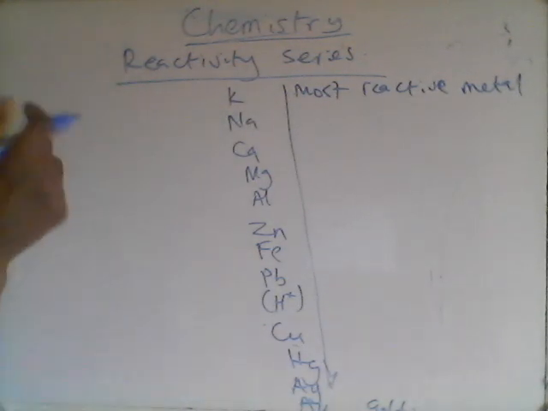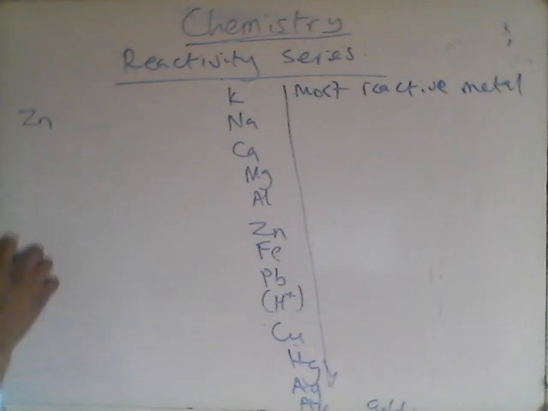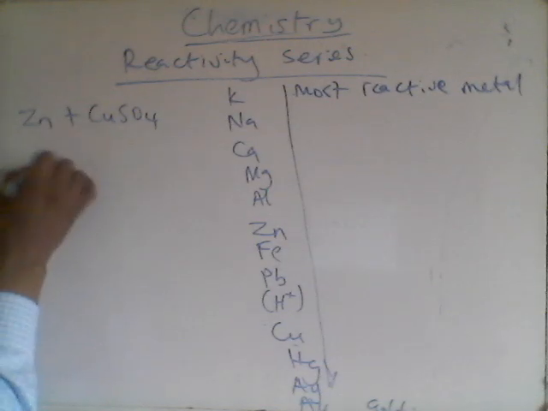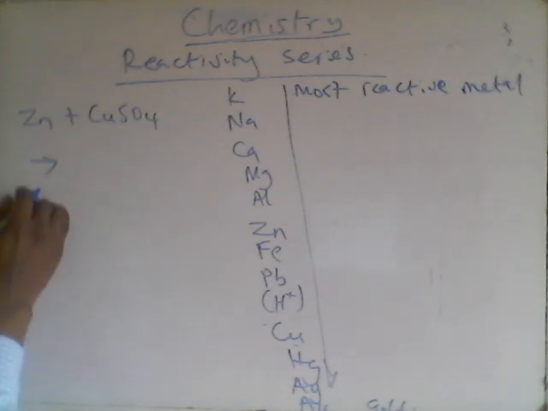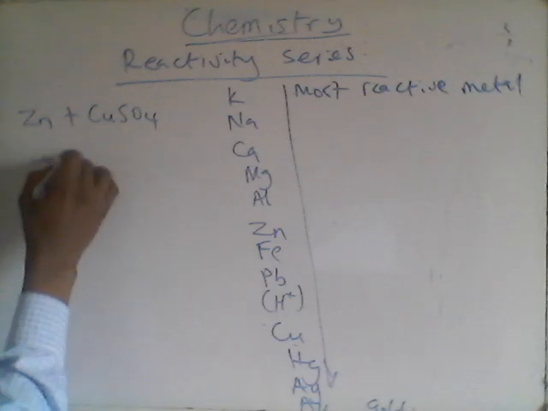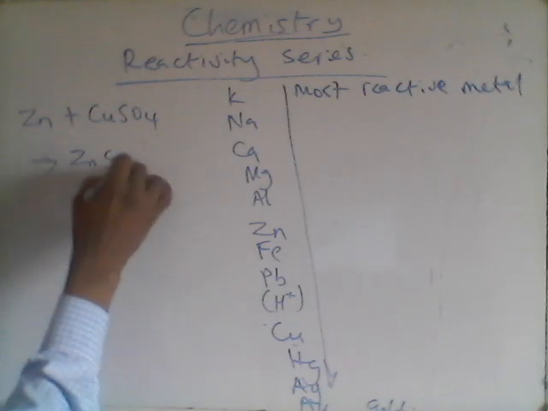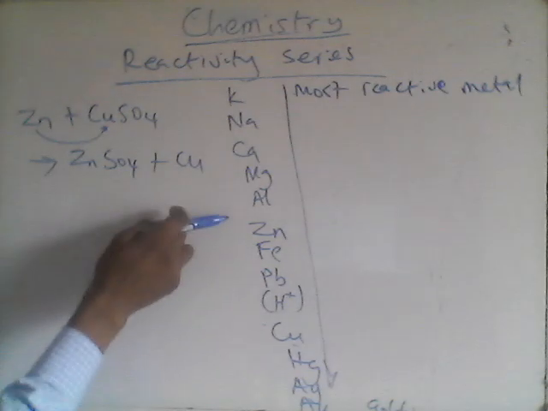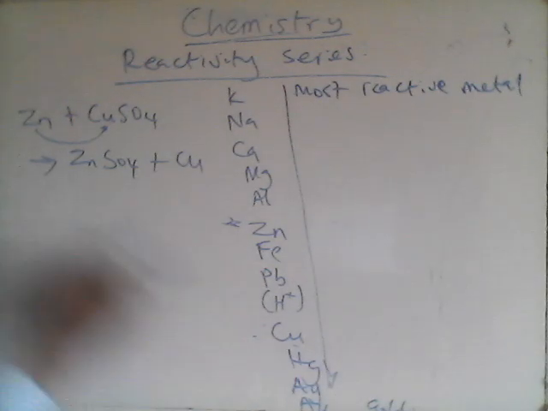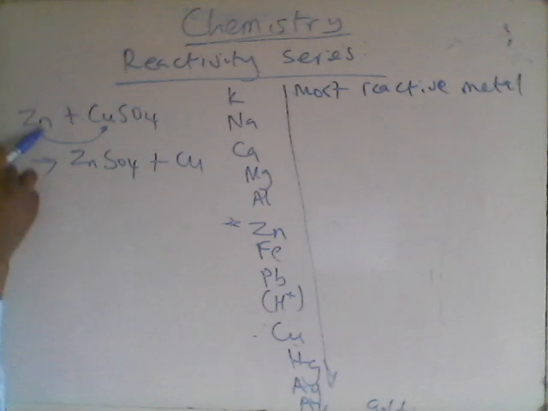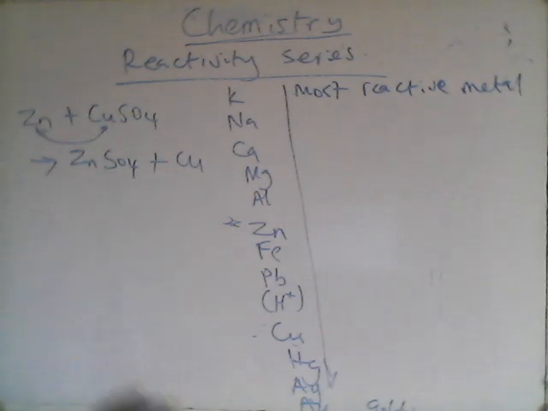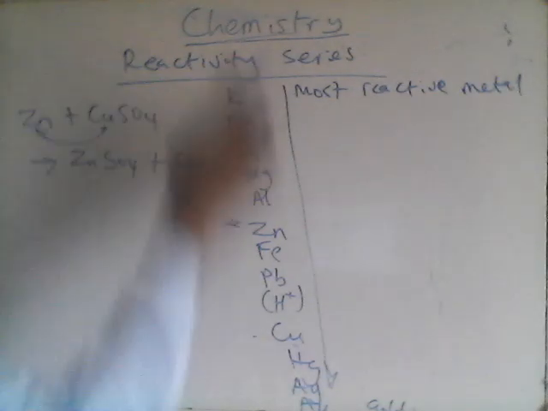For example, if I have zinc reacting with copper sulfate, understand? My product will be zinc sulfate plus copper liberated. In this reaction, zinc will easily displace copper. Why? Because zinc is higher than copper in the activity series. So this reaction will occur because zinc will displace it. Displacement means that it will take the place of copper, and copper will get out and stay on its own. That's displacement.